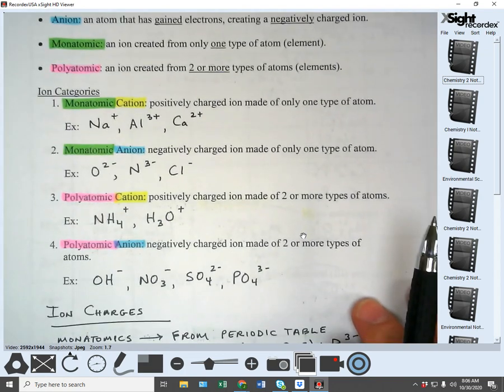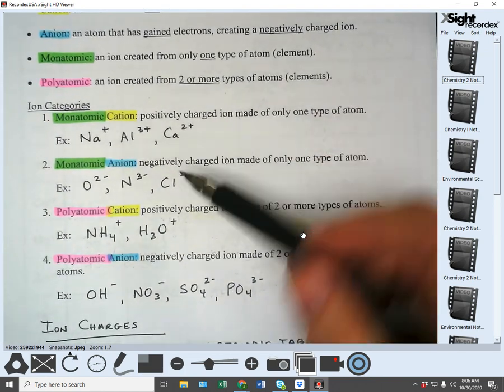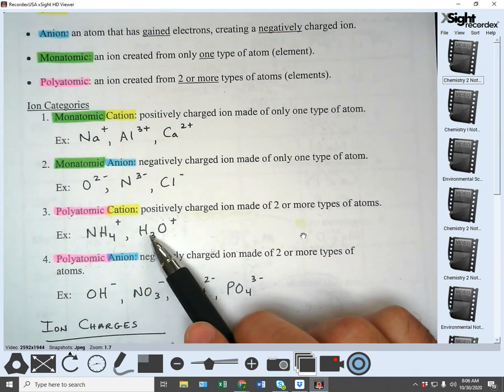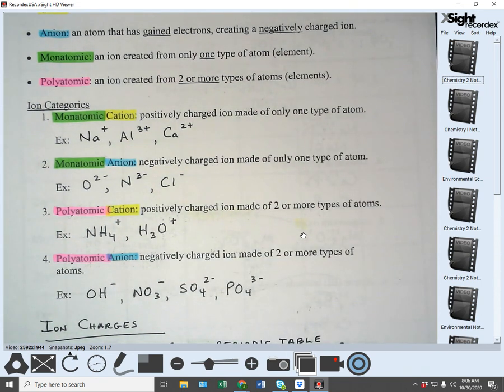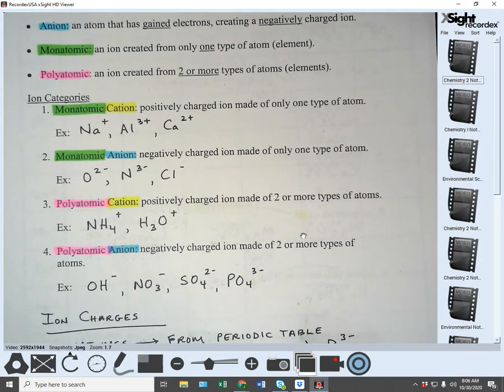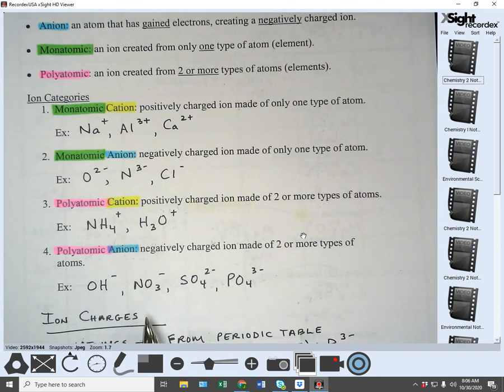So some examples of polyatomic cations, positively charged: NH4 plus 1 and H3O plus 1. There's not really a lot of polyatomic cations. There actually are very few. Polyatomic anions, the negatively charged ions. Here are some examples: OH negative 1, NO3 negative 1, SO4 2 negative, PO4 3 negative.